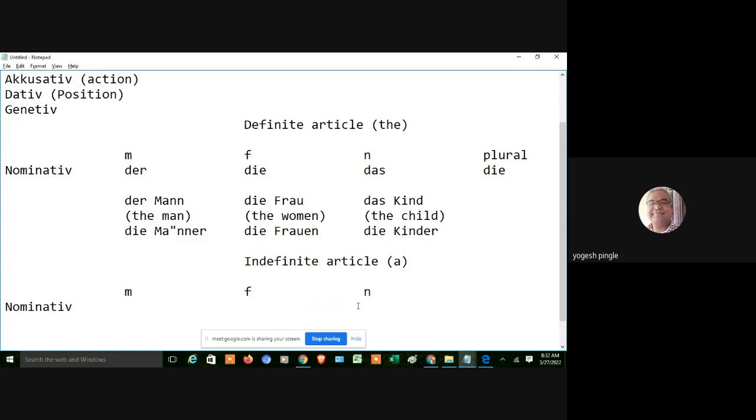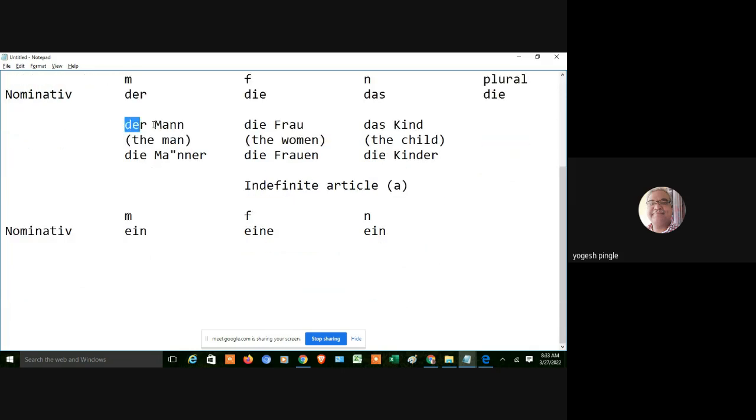Now let's see what the article is for this. The masculine is ein. The feminine is eine, because its last letter is e. And neuter is again ein. In the nominative form, the masculine and neuter forms are both the same. Right? So let's see how it looks again.